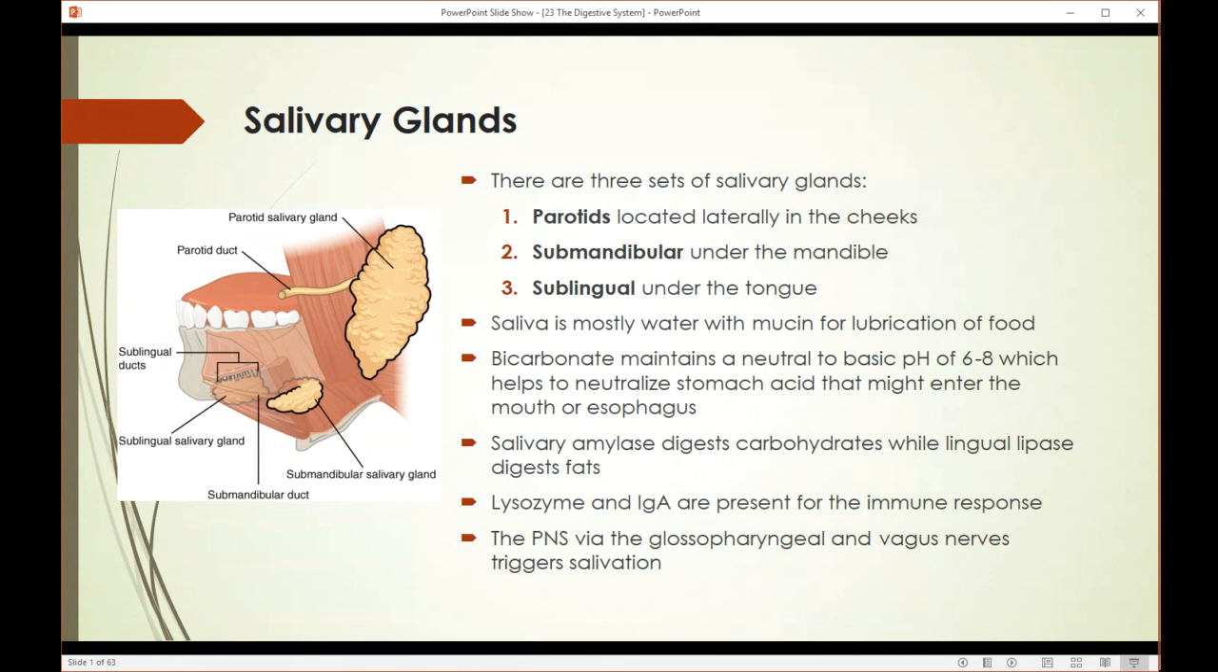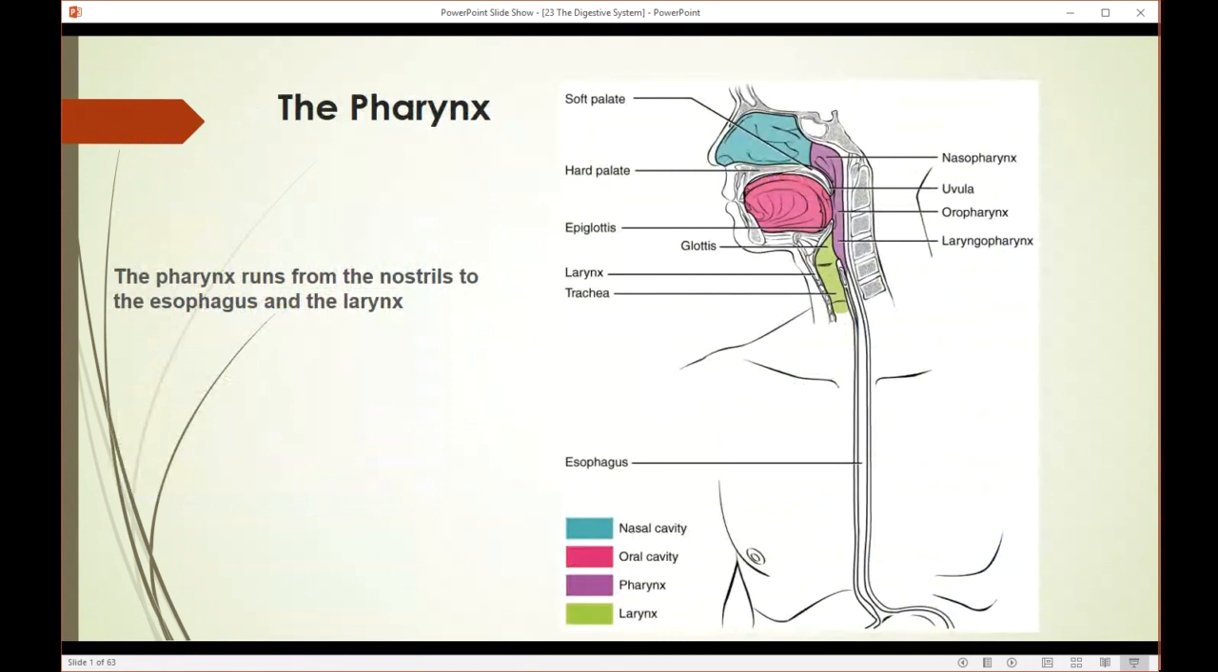We have salivary amylase in here. Salivary amylase is going to help to digest carbohydrates. Lingual lipase is going to digest the fat. We also have lysozymes and IgA. Remember, these are the immunoglobulin A antibody, and that's present for our immune response. And the peripheral nervous system via our glossopharyngeal and vagus nerves are going to trigger salivation.